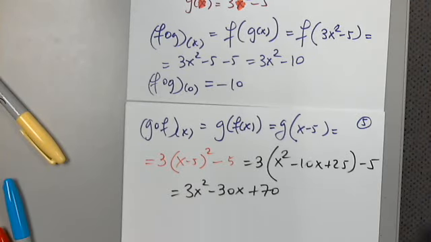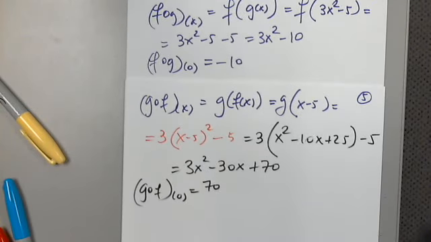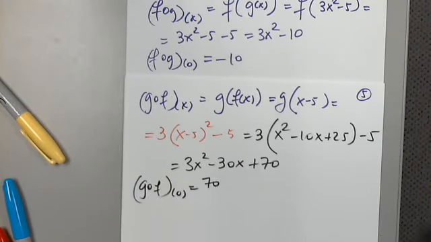Since we are here, let's find g comma f of 0 as well. Very good. Awesome. Okay. Any questions? Okay, next problem.